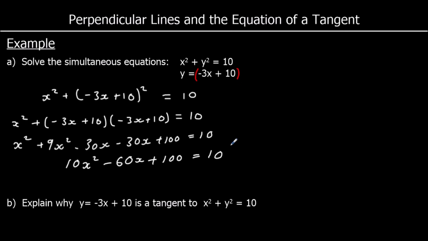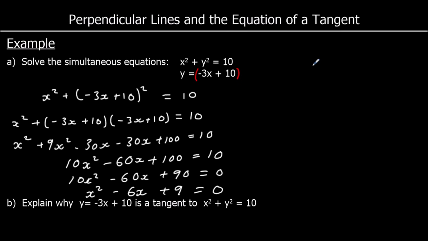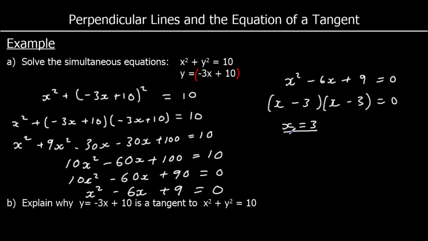We want to make it equal to 0 because it's a quadratic. So take 10 away from both sides. 10x squared minus 60x plus 90 equals 0. We can make this simpler by dividing through by 10. So x squared minus 6x plus 9 equals 0. We can factorize this, so x in both brackets. What multiplies to make positive 9 and adds to make -6? It's -3 times -3. So x is 3.